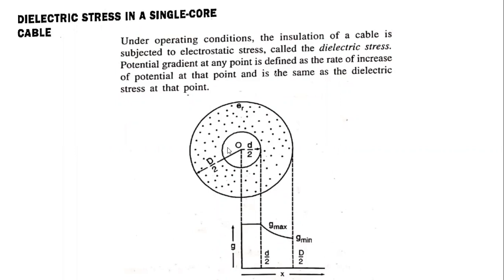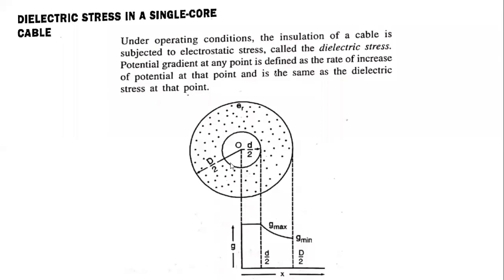The potential gradient at any point is defined as the rate of increase of potential at that point, and is the same as the dielectric stress at that point. Therefore, what is meant by dielectric stress at normal operating condition? The cable insulation has the electric stress.